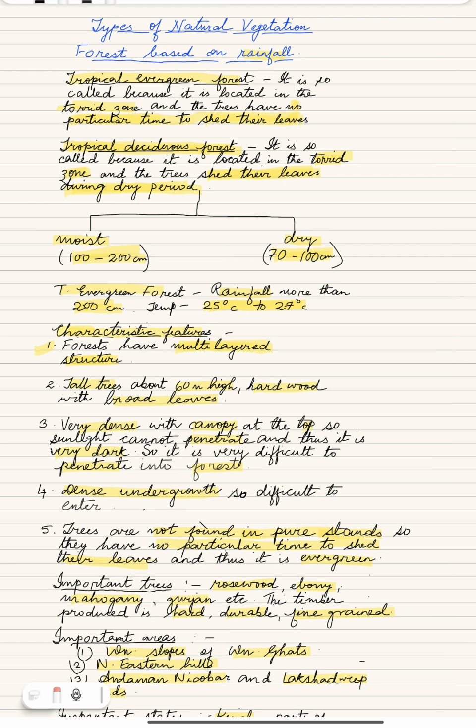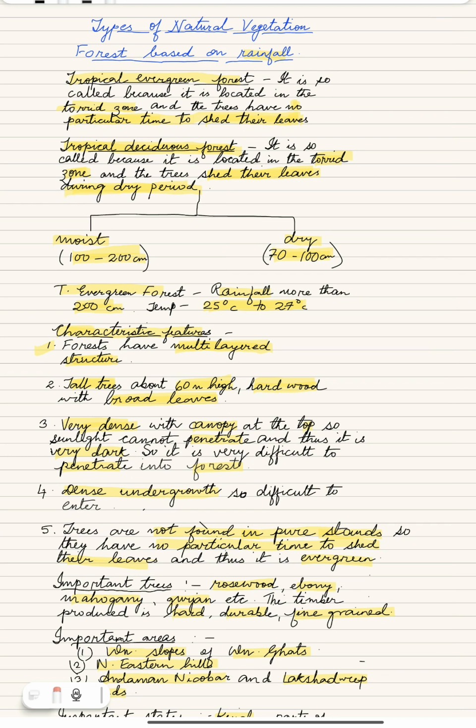That means if you have an aerial view of this forest, you will see that the trees are found in steps or in layers: very tall trees, trees of medium height and short trees. Second, these tall trees are about 60 meters high, hardwood with broad leaves. Third, this forest is very dense.